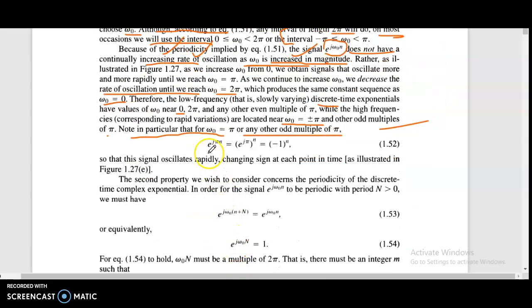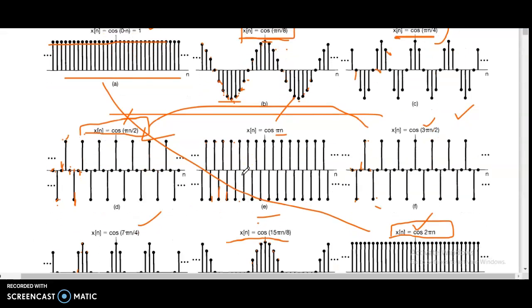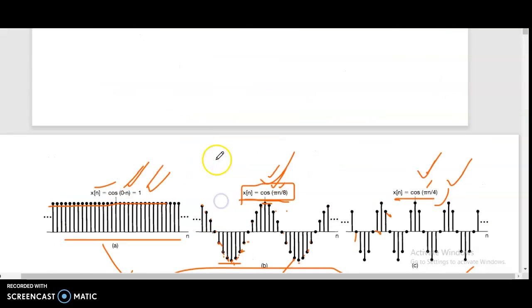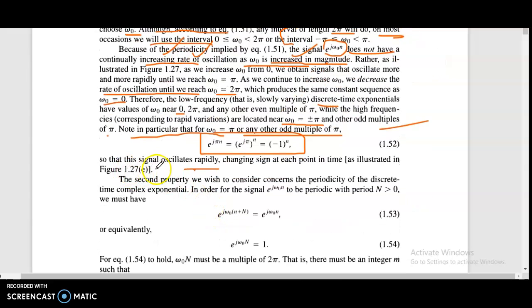Note in particular that for omega naught equal to pi or any other odd multiple of pi, e power j pi n equals e power j pi to the power n, which equals minus 1 to the power n. So the signal oscillates rapidly, changing sign at each point in time. In figure 1.27E, first positive 1, then negative 1, then positive 1, rapidly changing. That's why it is mentioned here.